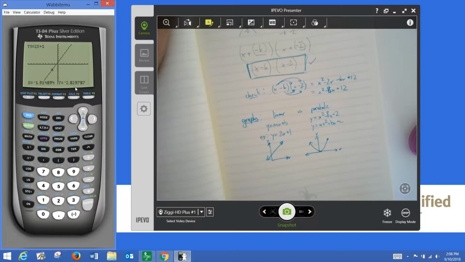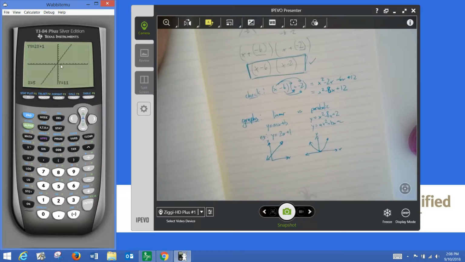That just means that if I plugged negative 1.91 in for x in the equation, multiplied by 2 and added 1, I should get the y value of negative 2.829787. In trace mode, if you press 5, it'll tell you what the y coordinate is at x equals 5. That's really handy. I think x equals 5 is right around here. It just tells you what the y coordinate would be.